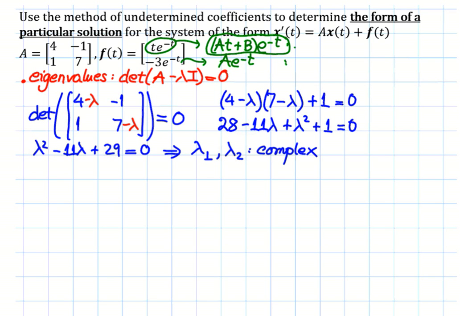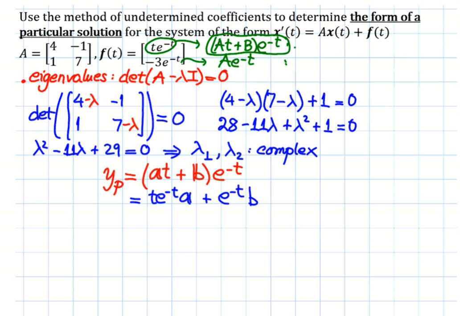So at plus b times e to the negative t will suffice for the solution. So the particular solution will take the form of, again, not a constant scalar a, but the vector a. Or we can just say it's going to be t e to the negative t a plus e to the negative t b. So just guess the solution in that form, and that's what we have.